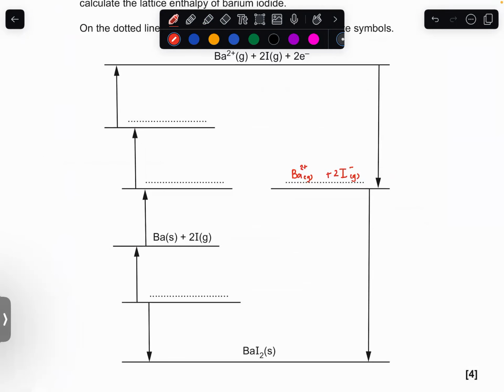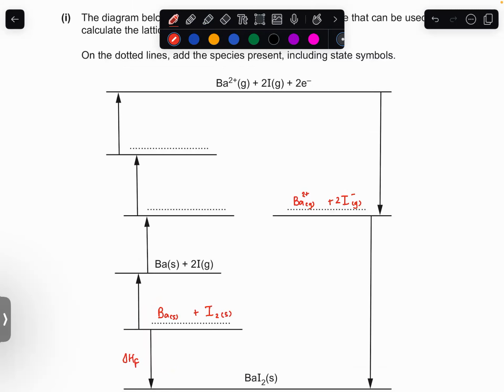On the left-hand side, this over here represents the enthalpy change of formation, delta HF, of the ionic compound. Enthalpy change of formation is when 1 mole of a substance is formed from its elements in their standard state. Iodine is a solid at room temperature and pressure.